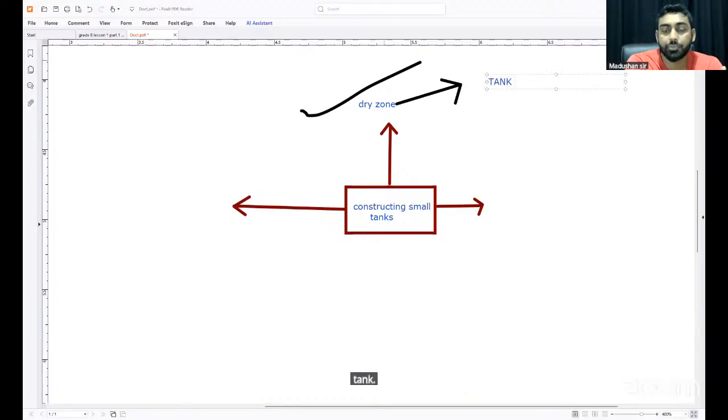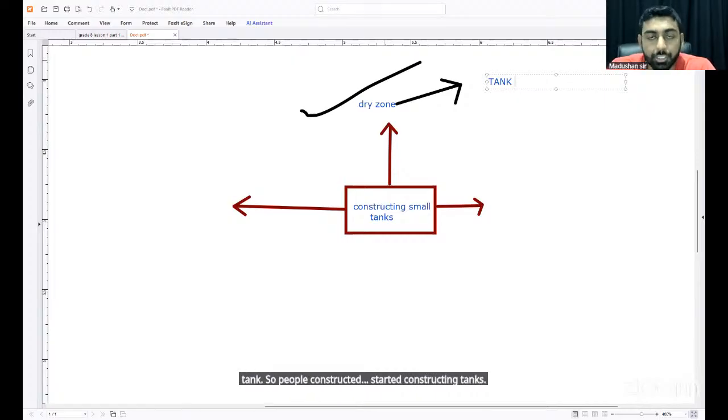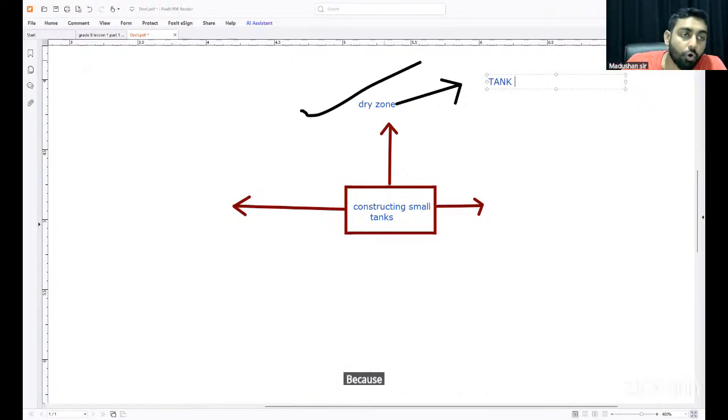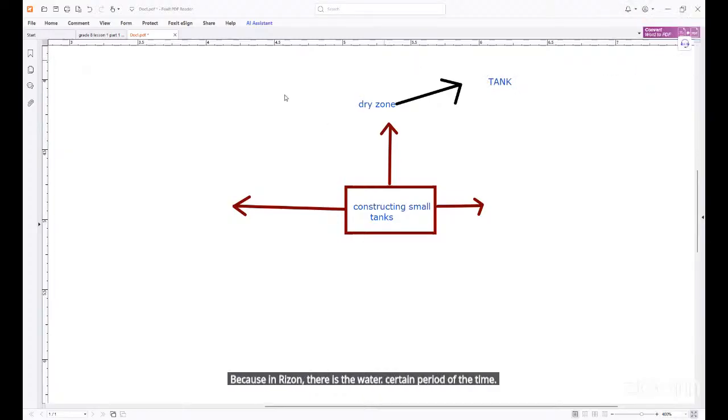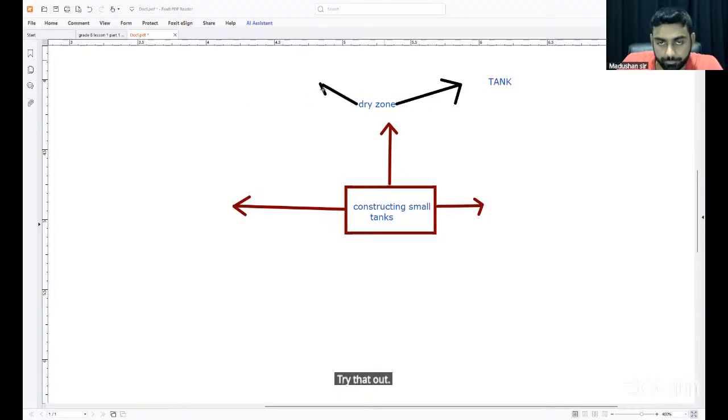So people started constructing tanks because in the dry zone they receive water only a certain period of the time. Yes, any problem? No. Right. Dry zone receives rain only certain period of the year.